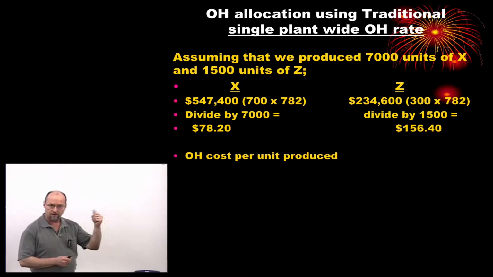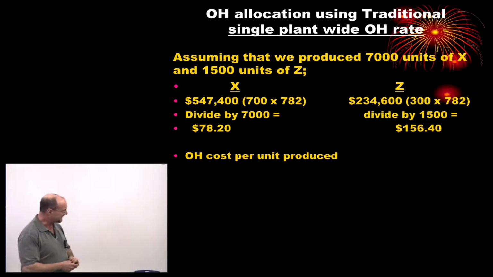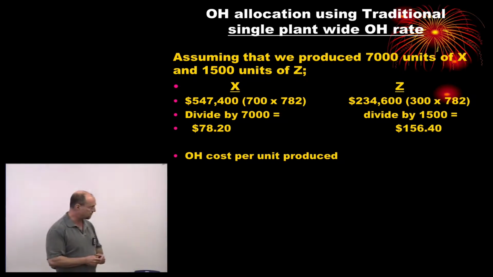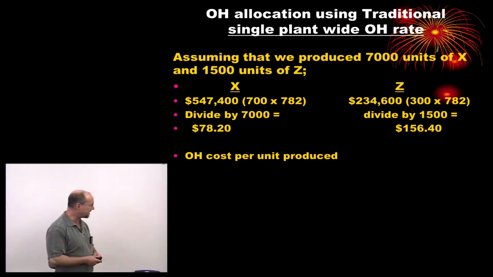To that, we would add our direct material cost per unit and our direct labor cost per unit, and there's our product cost per unit. Product Z, $234,600 divided by 1,500 units, we're charging $156.40 for each unit of Z. Okay? And so that's traditionally how we allocated overhead costs.